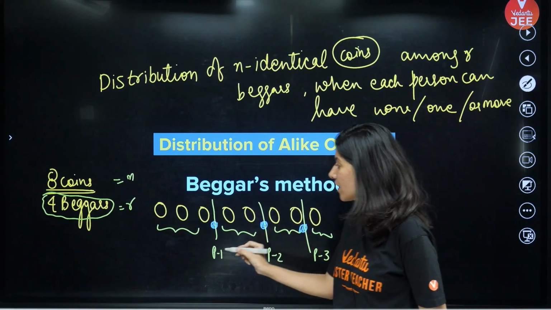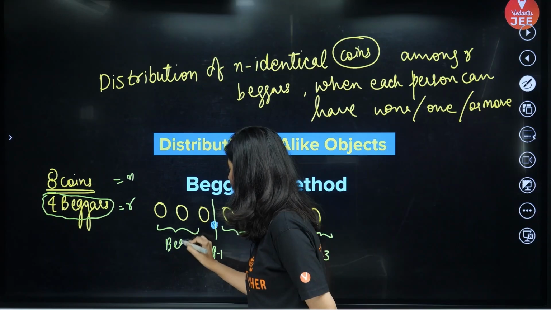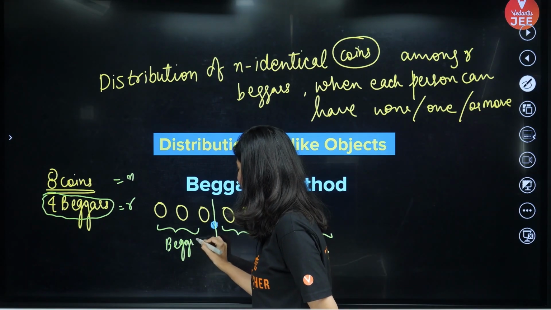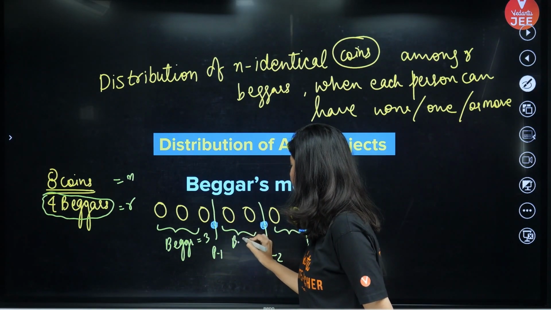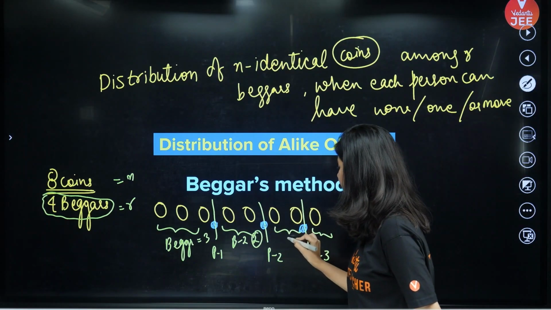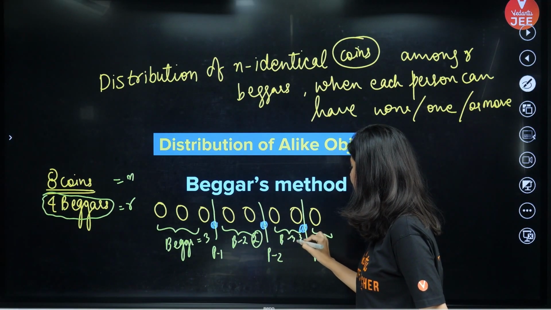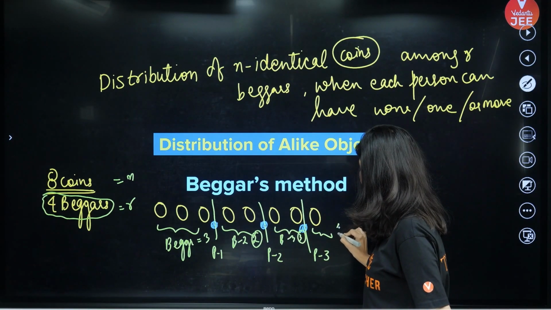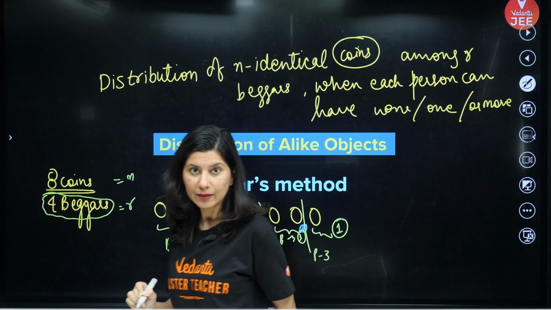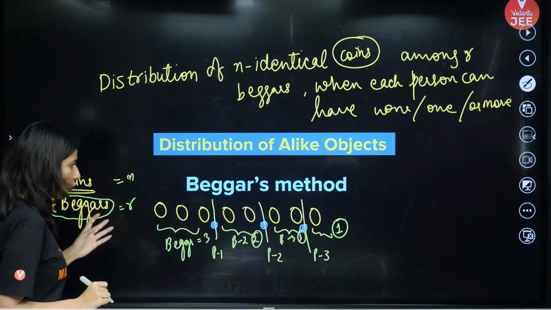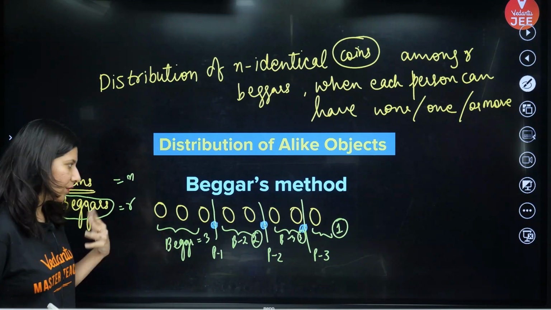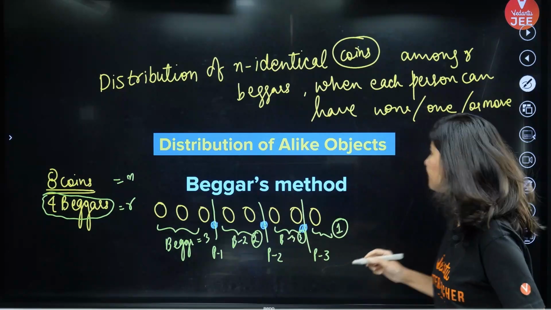Now just tell me, beggar number 1 will get how many coins? Beggar 1 gets 3 coins. Beggar 2 gets 2 coins. Beggar 3 gets 3 coins. And beggar 4 gets 1 coin. Okay. Alright.